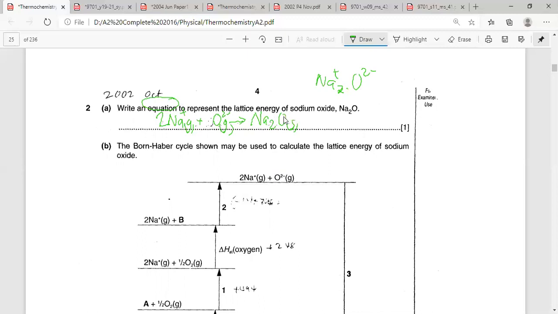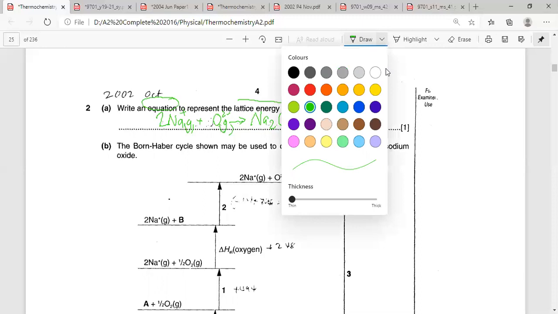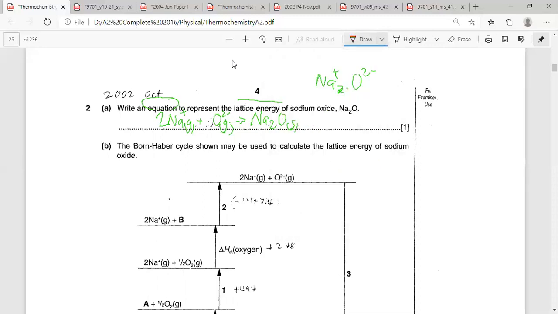This is for formation of the ionic bond, or for lattice energy. I repeat again. If they ask you for the heat of formation of sodium oxide, what is it? You put 1 mole of your sodium oxide here, same as this one here, solid, from the elements, which is 2 sodium, solid state or your metal, plus half of O2 gas. Now this is your heat of formation.